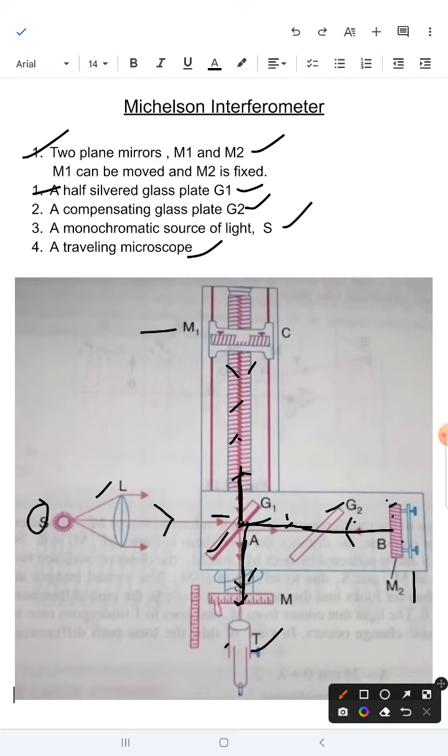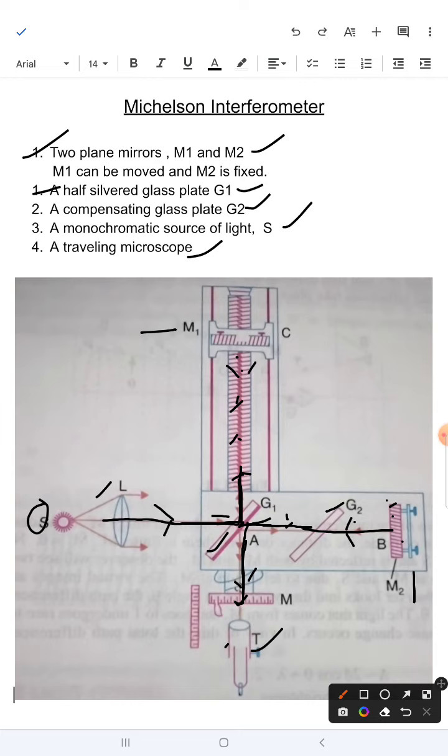Number one, when the light is coming from the source S1, it travels through G1 and is reflected at this surface towards the mirror M1. And again here, when it is reflected towards the mirror M1, it travels through the glass plate G1, so two times. And again after reflecting from mirror M1, it travels downwards, then this is the third time. So this light travels through glass plate G1 three times, but this light which is traveling towards M2 travels only one time. So we have to compensate that path between two lights.